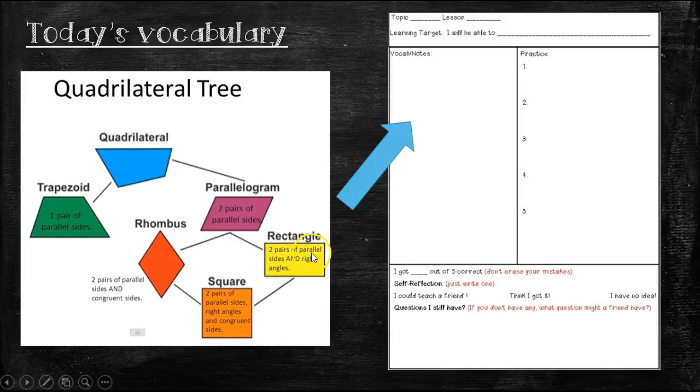which means it measures 90 degrees. Now, coming from both the rectangle and the rhombus is a square. A square has two pairs of parallel sides, right angles, and congruent or equal sides. So here we have the parallel sides. Here we have four right angles, which is 90-degree angles, and each side is equal. So this quadrilateral tree can tell us a lot of interesting information.